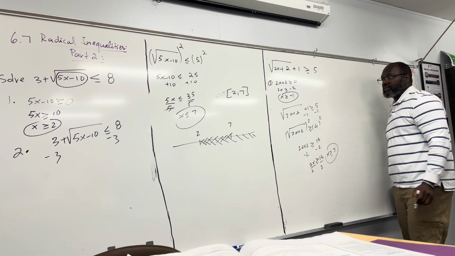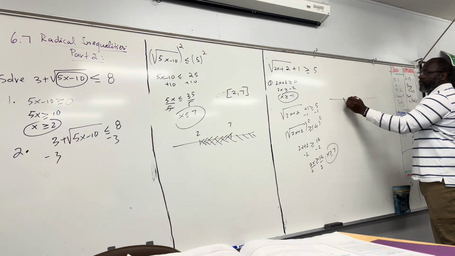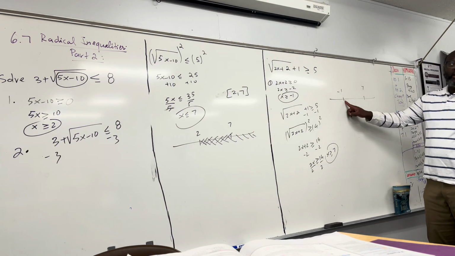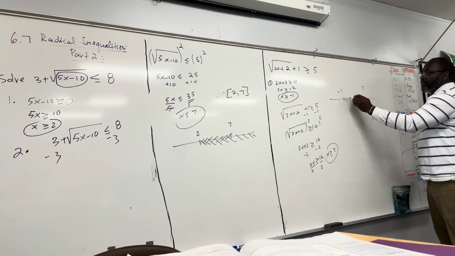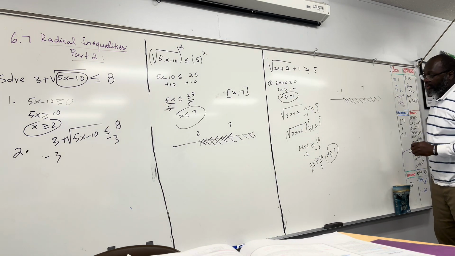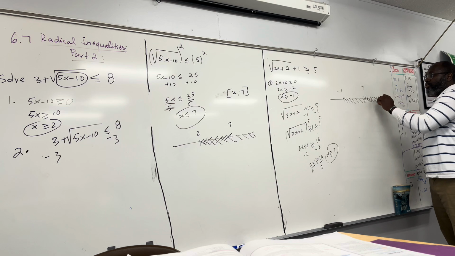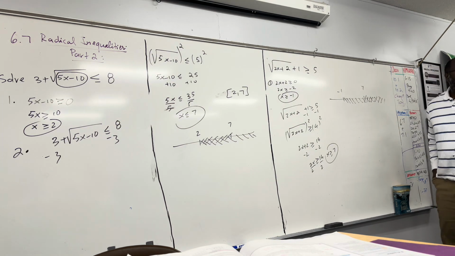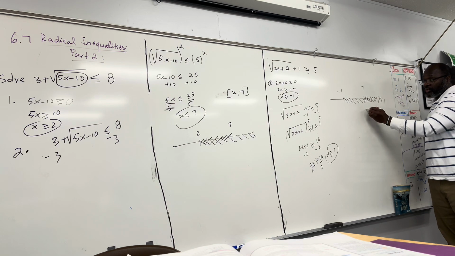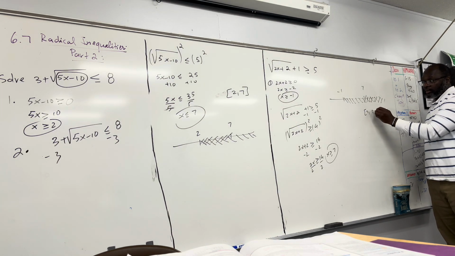So I have two conditions, right? I want x to be greater than or equal to negative 1, and I also want x to be greater than or equal to 7. So where do they meet? Right after 7. So the solution will be 7 to infinity.